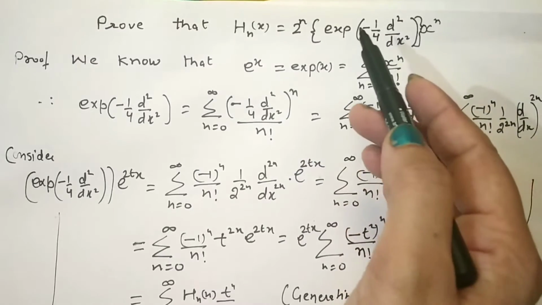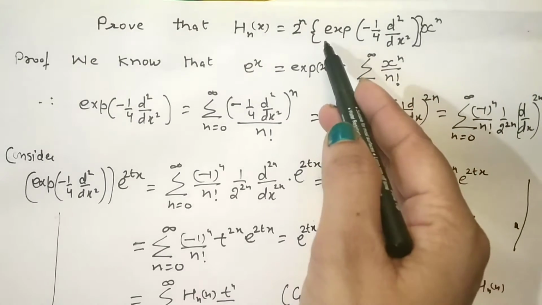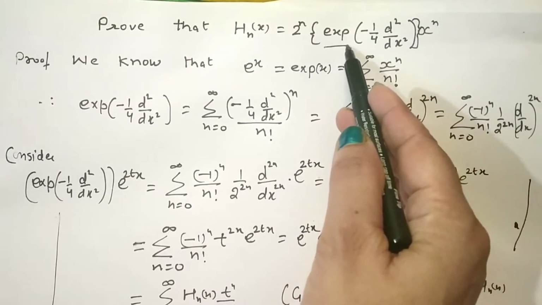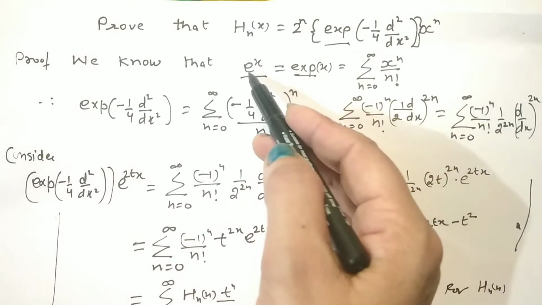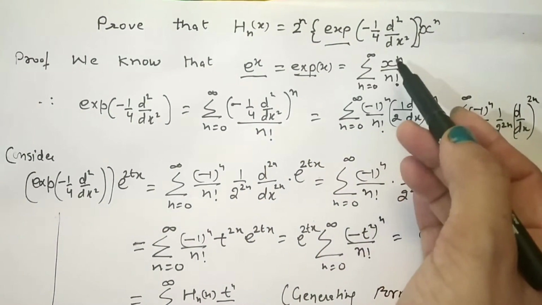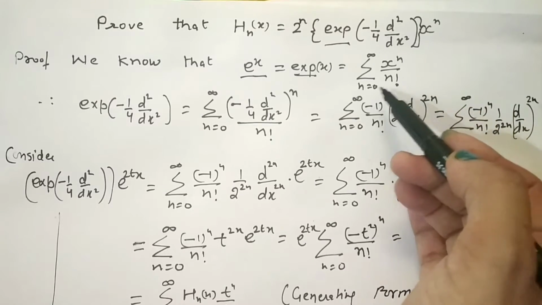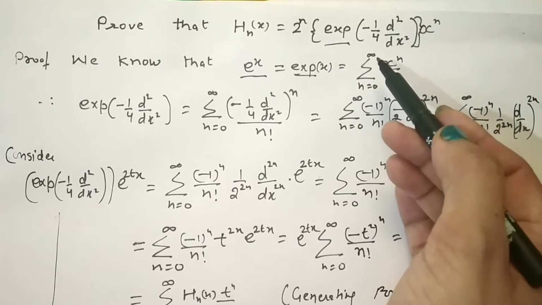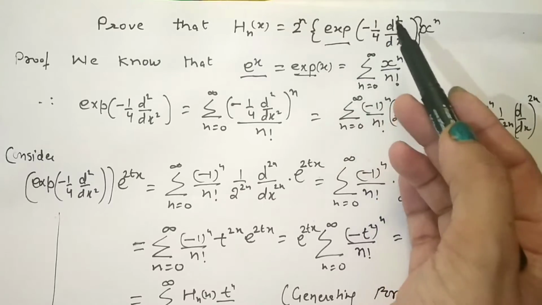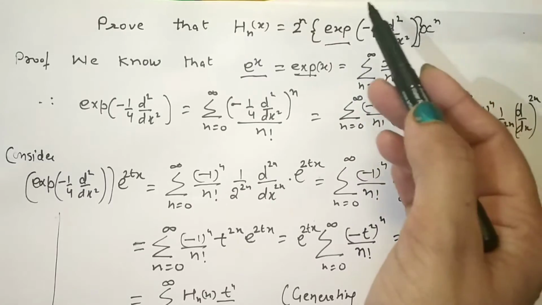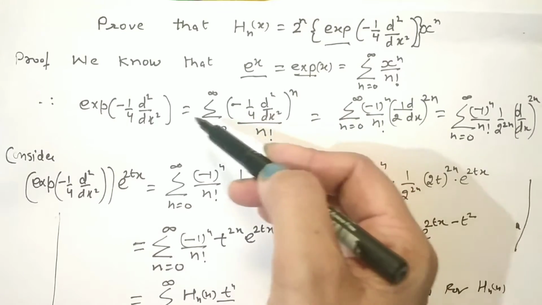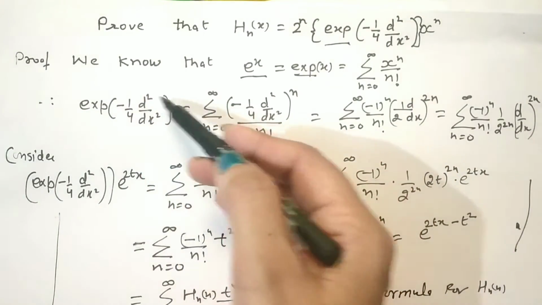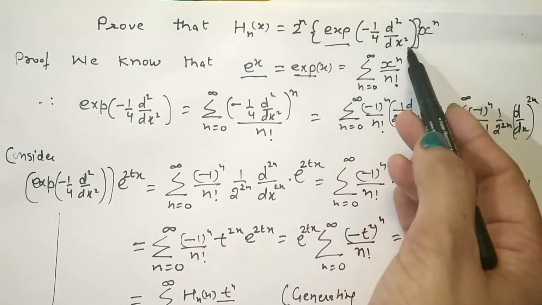So for proving this, first of all we have to know what is exponent. Exponent means e raised to power x, and its expansion is x raised to power n upon n factorial, where n varies from 0 to infinity. If we have exponent of this, it means this whole raised to power n upon n factorial and the summation. So just changing x to this thing, we will get the exponent of this value.